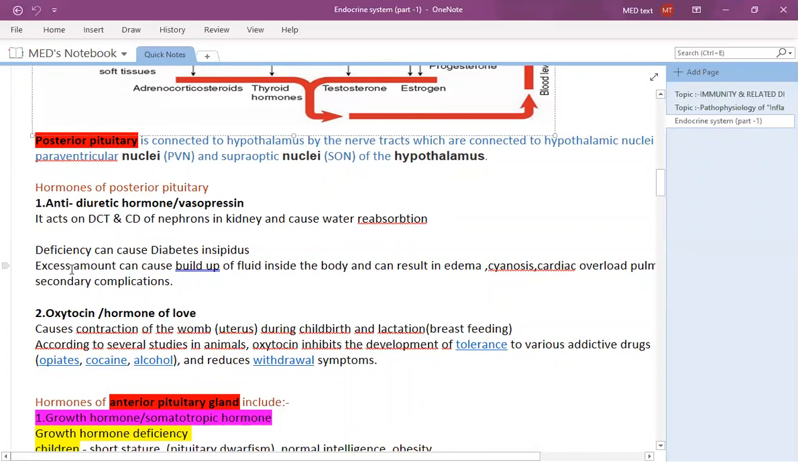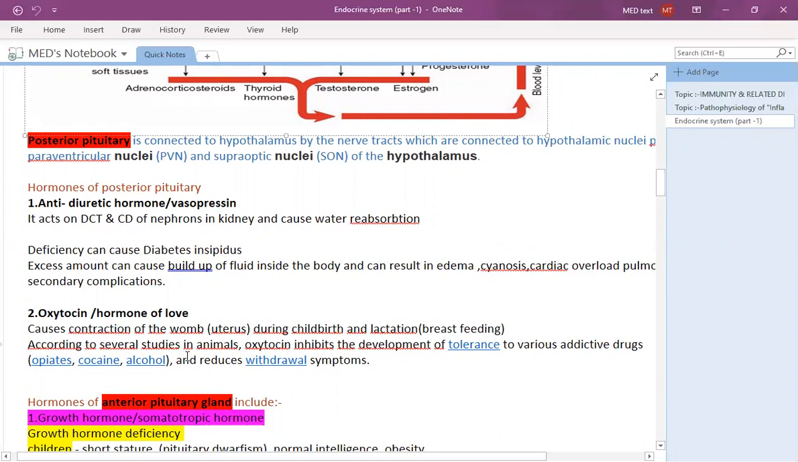All right. Excess amount of antidiuretic hormone can build up fluid inside because it's antidiuretic. It is not causing diuresis. It is not causing loss of urine. So it is building up most amount of fluid inside the body. So it can result in edema, cyanosis, cardiac overload, and pulmonary edema can also result from this, and certain other secondary complications. All right, moving on further.